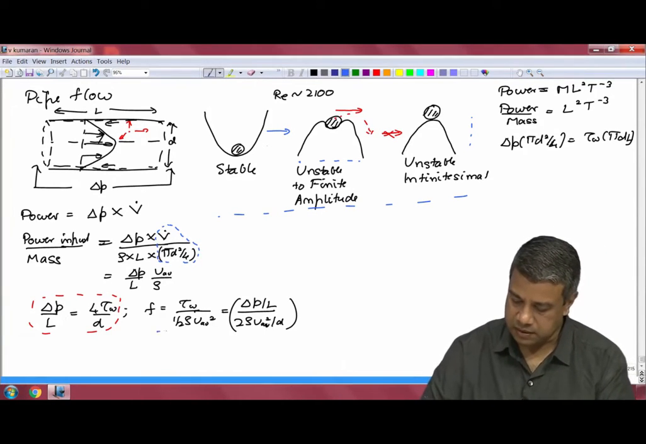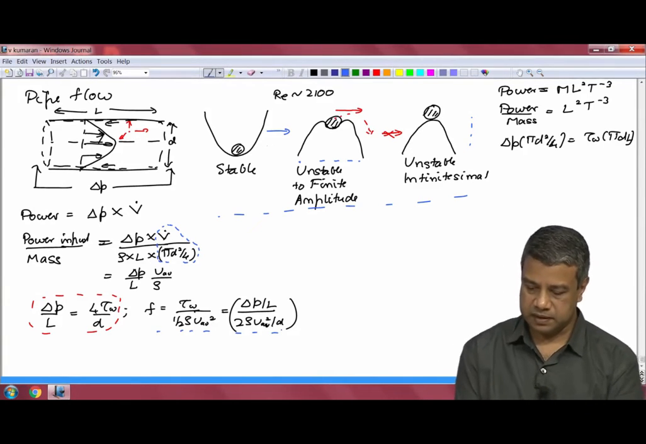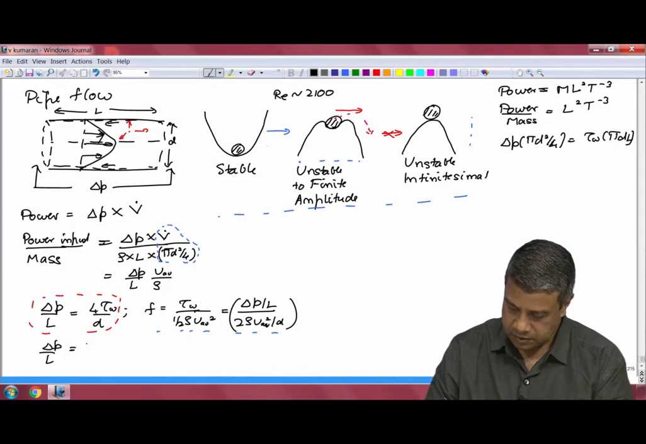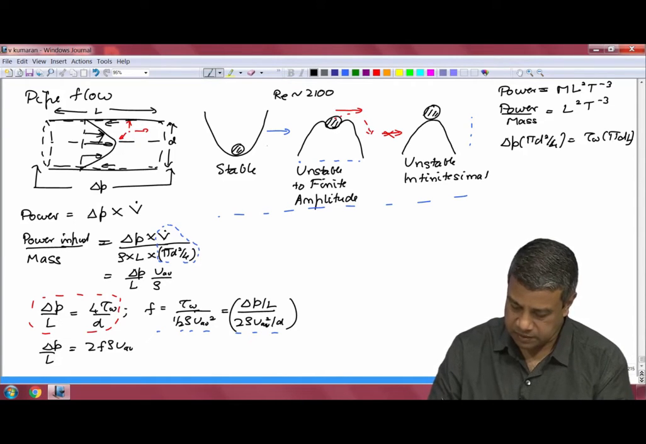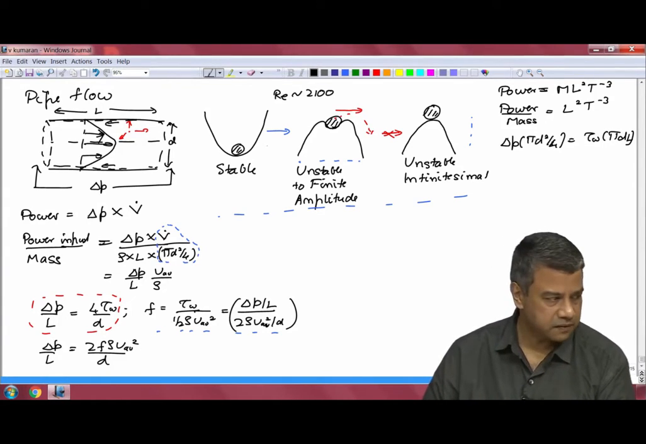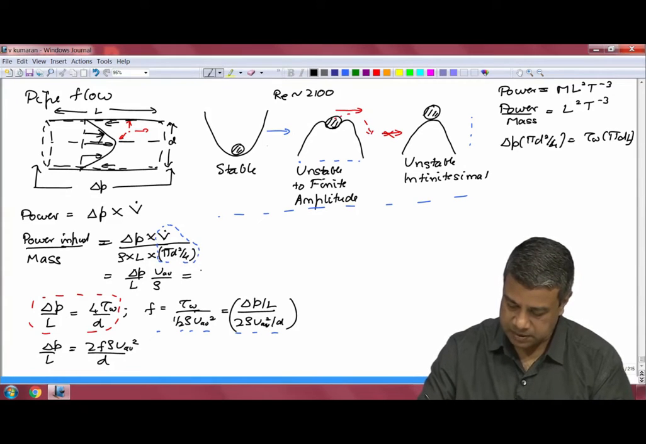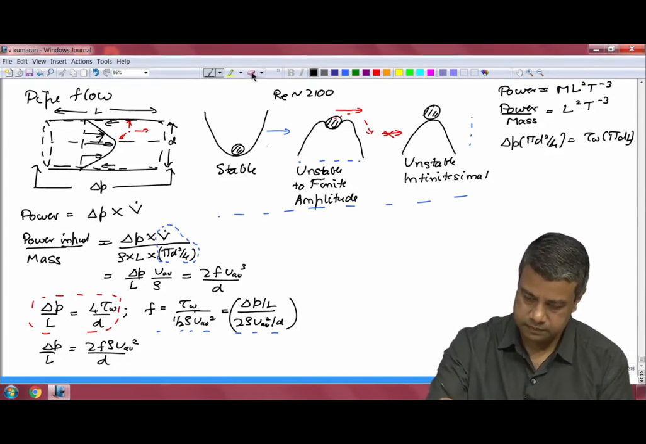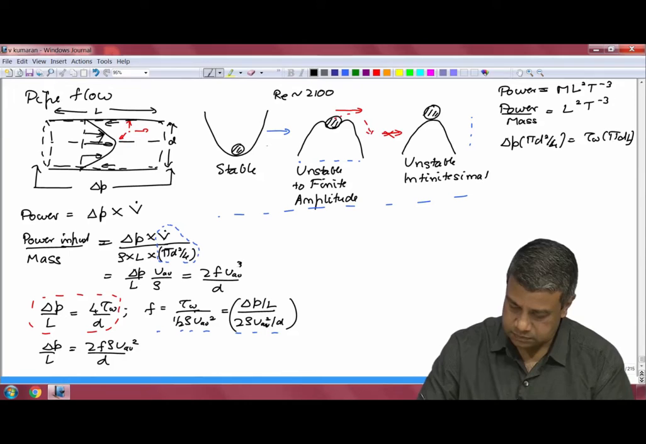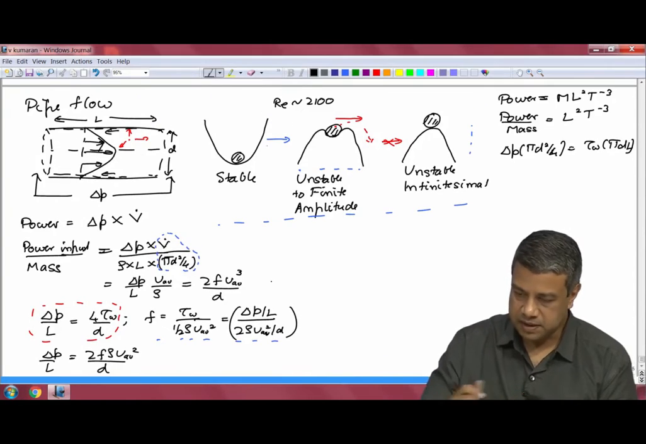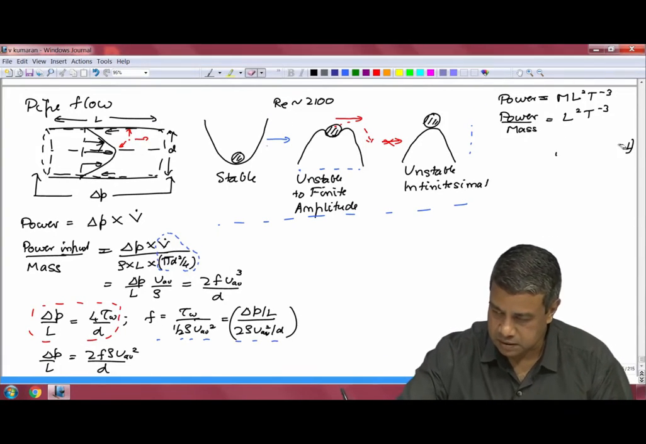And this, I should remind you, is the Fanning friction factor. Therefore, in this expression I can write delta P by L is equal to 2 F rho V average square by D. I can substitute for the pressure difference in terms of the friction factor, and this expression becomes 2 F V average cubed by D. So, that is the power input per unit mass, calculated based on the friction factor and the average flow velocity.